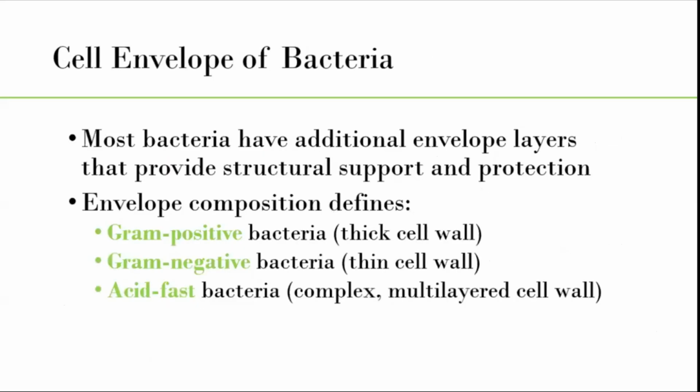So most bacteria have additional envelope layers that help provide the structure and the support. And we break them down into gram-positive, gram-negative, and acid-fast. We're not really going to get into acid-fast quite as much. Gram-positive and gram-negative are the main ones that you have to know, and you got to know them in detail. So let's get into their main differences here.